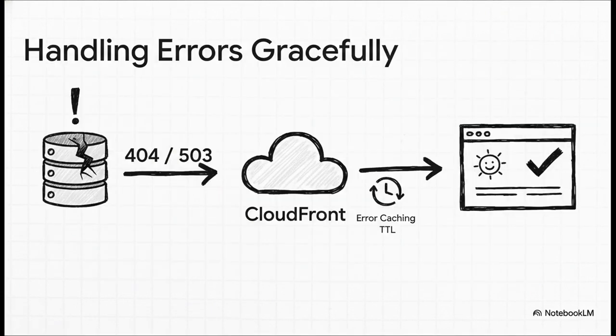So what you can do is configure CloudFront to intercept those error codes, like a 404 not found or a 503 service unavailable. And instead of showing the ugly error, it serves up a beautiful custom error page from an S3 bucket. And here's the really clever bit. You can set an error caching TTL. That means if your server is down, CloudFront will just show that cached error page for a few minutes, which actually takes the pressure off your server and gives it time to recover.